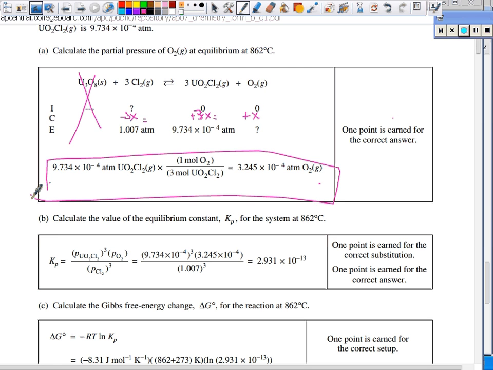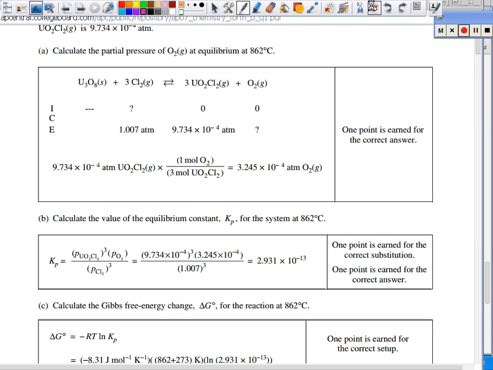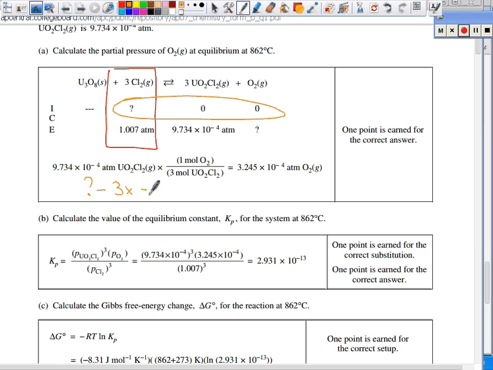Calculate the partial pressure. I may be looking at this too deep. Oh, I know why. Duh. Here's why you can't use this one. Because compare our I row. Compare your I row. That question mark has a value in here, right? So really, it's question mark minus 3x equals that number, right? Equals 1.007.